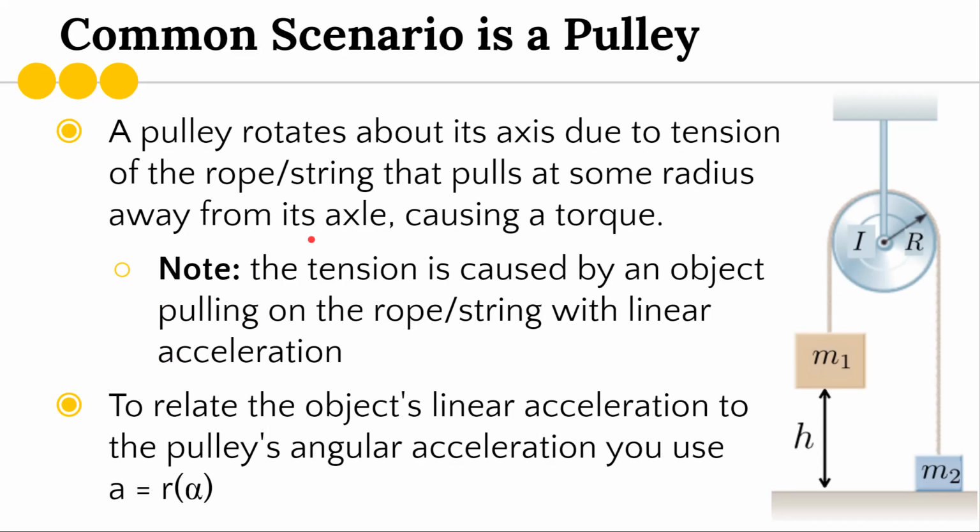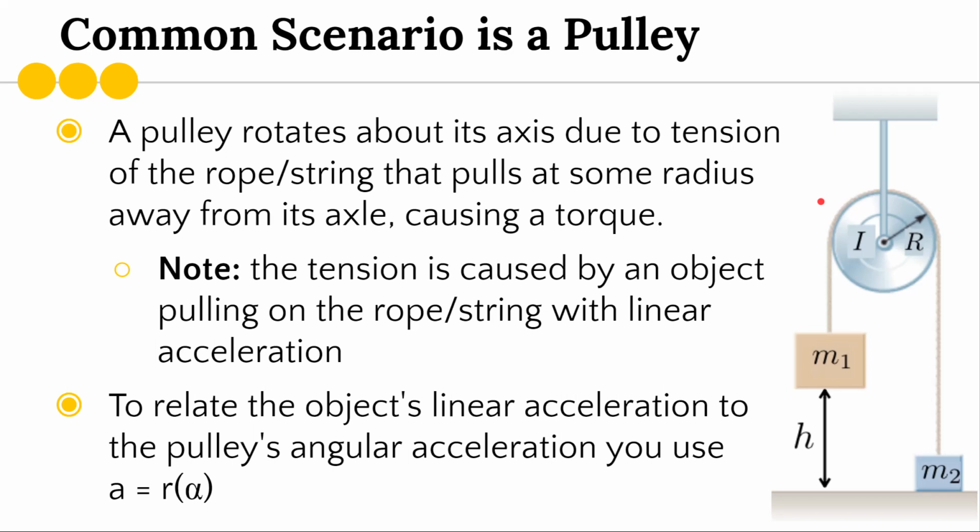So, a common scenario where you could see something like this, and there are, of course, more than just this one, is pulleys. We've looked at pulleys already once before. You had those in your RA on moment of inertia, but a pulley rotates about its axis due to tension of a rope or string that pulls at some radius away from its axle, causing a torque. So the pulley will actually rotate because of the torque applied from that rope that is going over the pulley. And so you'll get a rope pulling at some distance from that center axle, causing torque, causing a rotation, and thus an angular acceleration of the pulley itself.